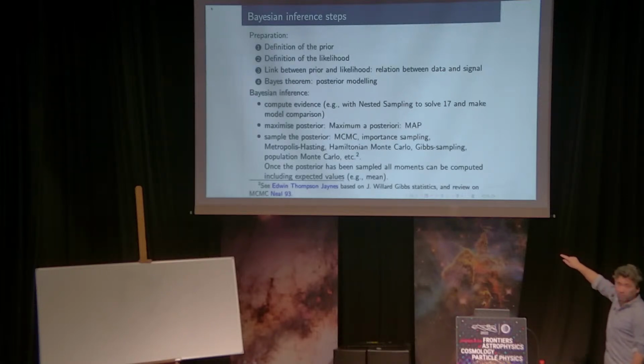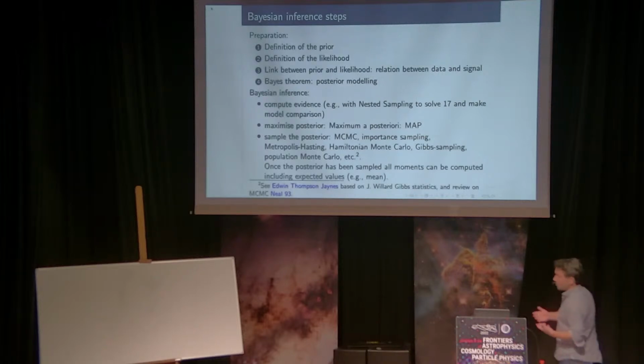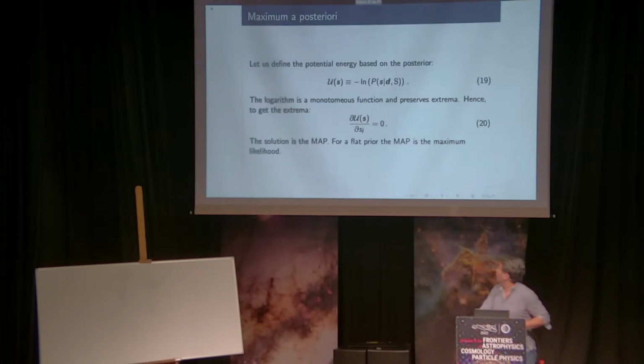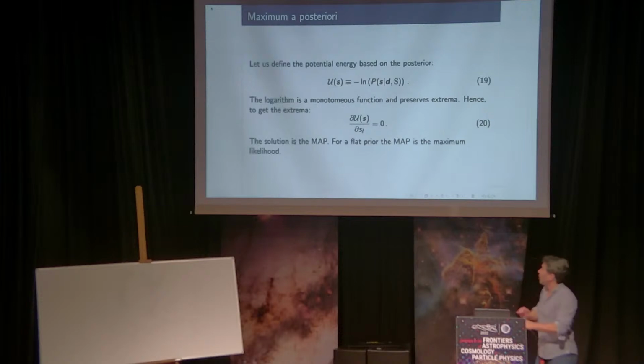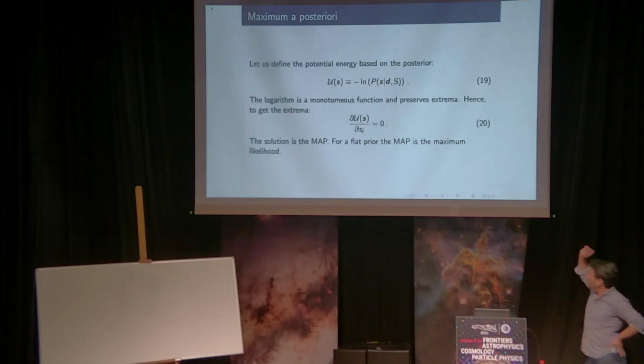You can sample the posterior with Markov chain Monte Carlo or other improved methods like Hamiltonian Monte Carlo. Once the posterior has been sampled, you can compute different moments, for instance the mean expected moments. Let me show you how this works. You can define a potential energy as minus the logarithm of the posterior.